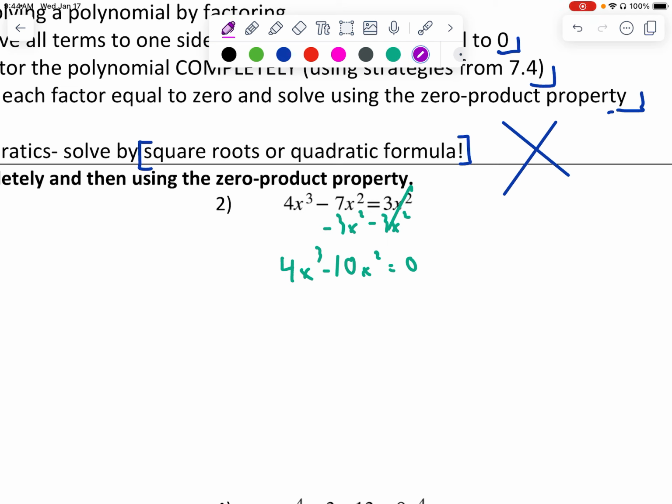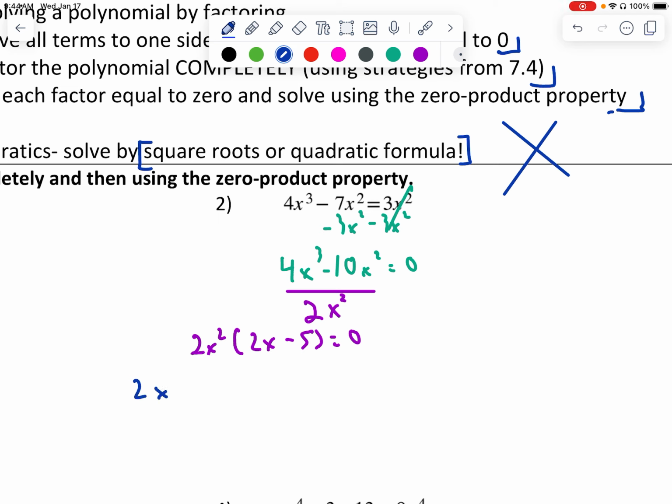Again, we have 2 terms here. I always want to look for a greatest common factor first. Here I can factor out a 2x squared. When I divide out that 2x squared, I'm left with 2x squared times 2x minus 5, still equals 0. Now this is as factored as we are going to get it, so we can go ahead and set both of these equal to 0.